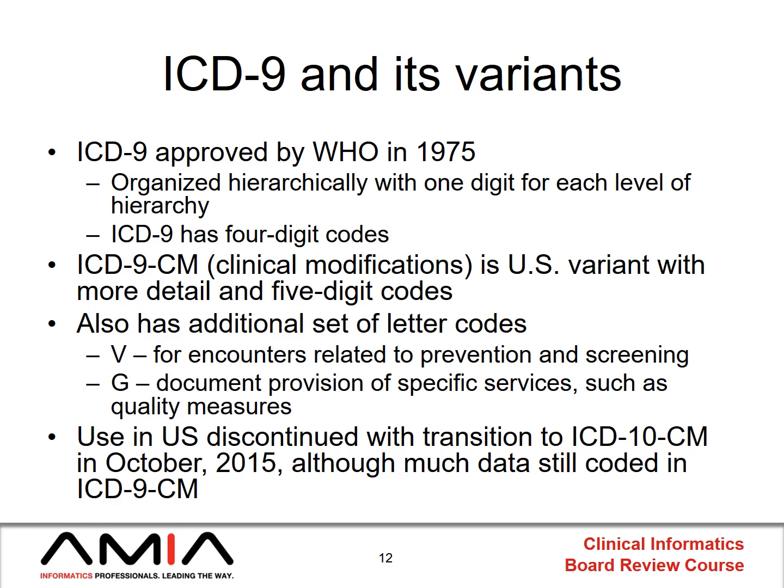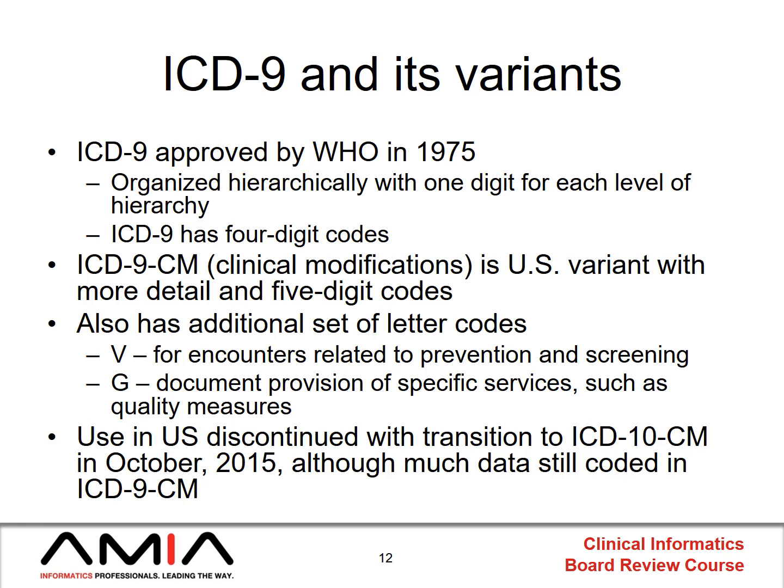The version of ICD used until relatively recently in the United States was ICD-9. ICD-9 actually was approved by the World Health Organization in 1975. It was organized hierarchically with one digit for each level of the hierarchy and going out 4 codes. The United States modified ICD-9 to ICD-9-CM, with the CM standing for clinical modifications, which added more detail and 5-digit codes. ICD-9-CM also had some other codes.